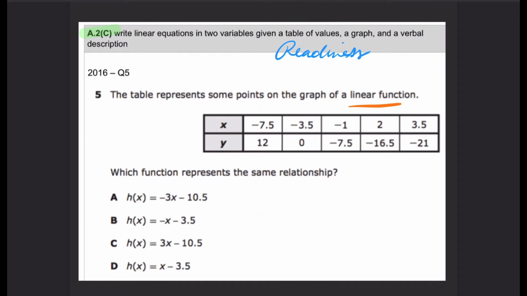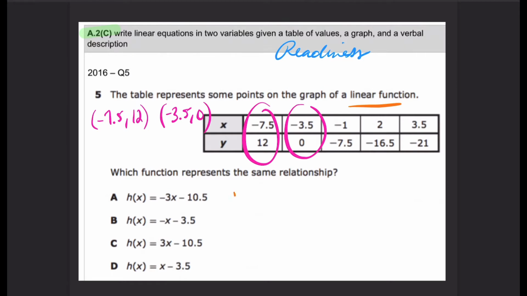So let's eliminate two of these answer choices by finding the slope. Actually, notice that all these slopes are different. So after we find the slope, we will have our correct answer. So let's pick 2 points on this table. I'm going to pick this point and this point. So negative 7.5 comma 12 and also negative 3.5 comma 0.